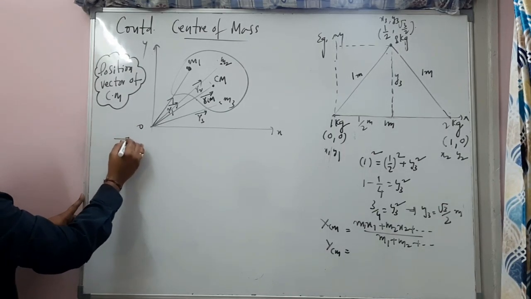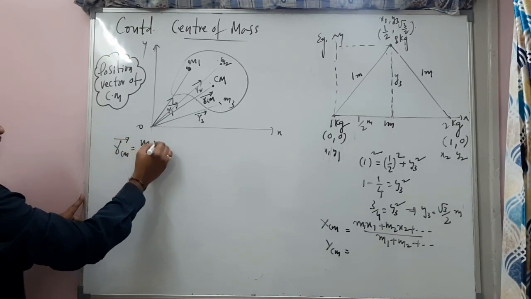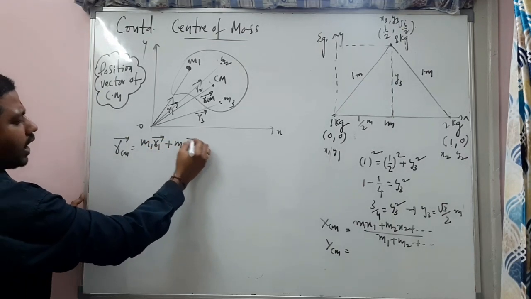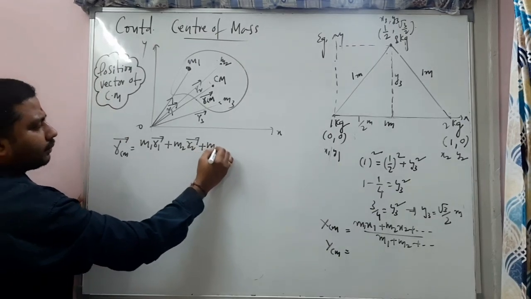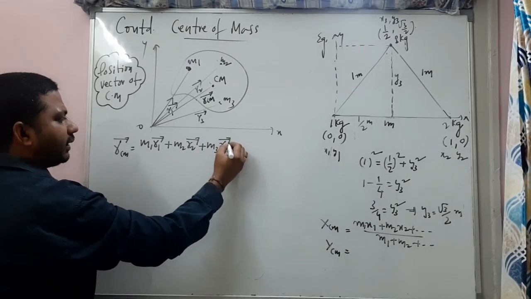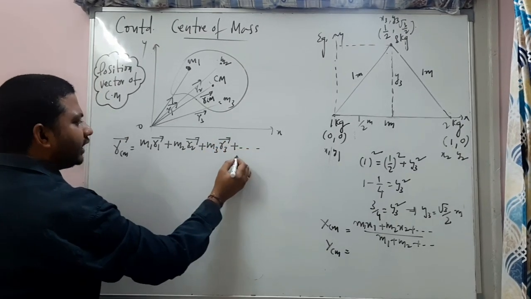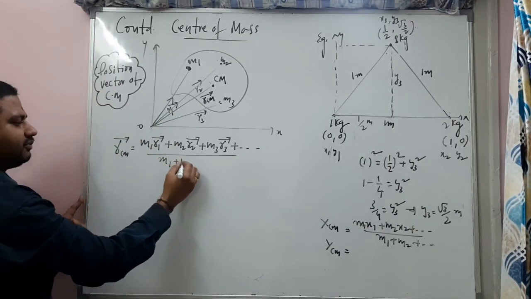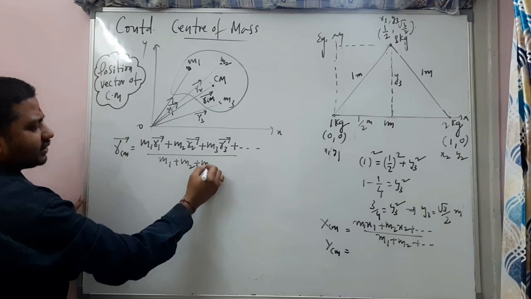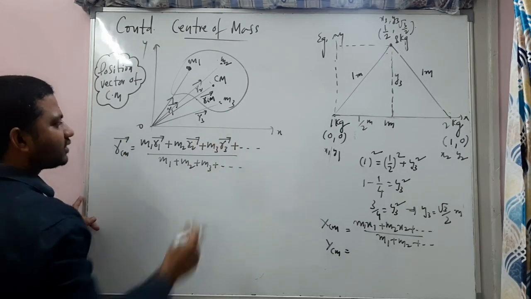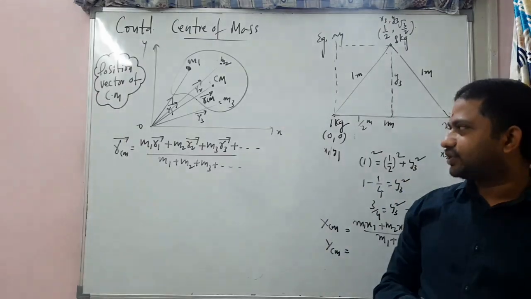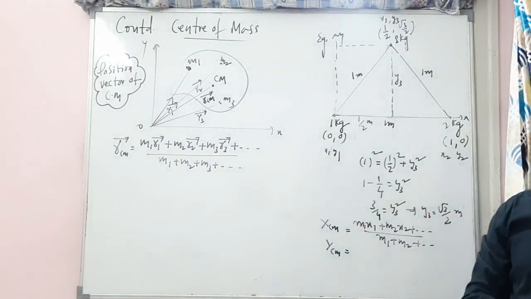RCM bar is equal to M1 R1 bar plus M2 R2 bar plus M3 R3 bar plus so on till Mn Rn bar, divided by M1 plus M2 plus M3 plus so on. This is called the position vector of the center of mass, my dear students.